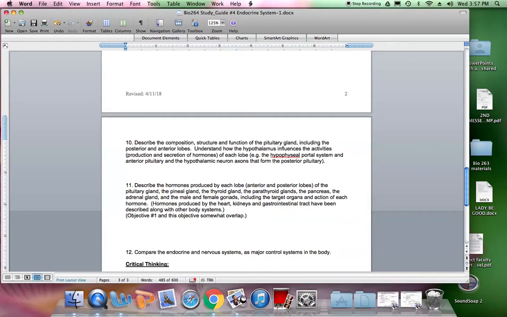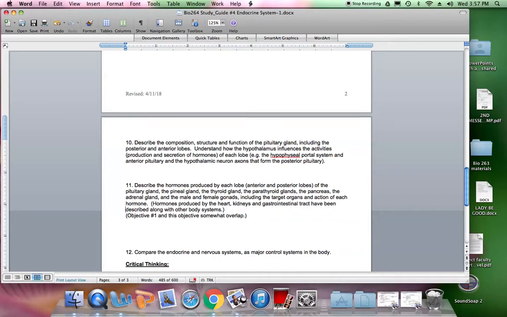Male gonads, of course, are the testes, and the hormone they produce is testosterone, which has many target organs throughout the body. The female gonad is the ovary, and the ovaries produce estrogen and progesterone. And again, there are many target organs for these. We will talk about this in more depth with the reproductive system. So, know the target organs and the action of each of these hormones.